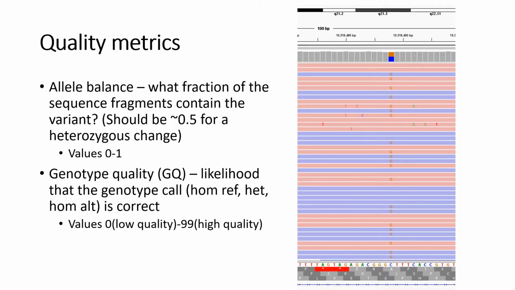The first is allele balance, which is a representation of what fraction of the sequence reads contain the variant. So for a heterozygous change, this would be in the range of 50% or 0.5. However, there is a range of what's observed in the sequencers. So we tend to set a more permissive cutoff of 0.2, below which you'd have a low-level mosaic change or a false positive call.